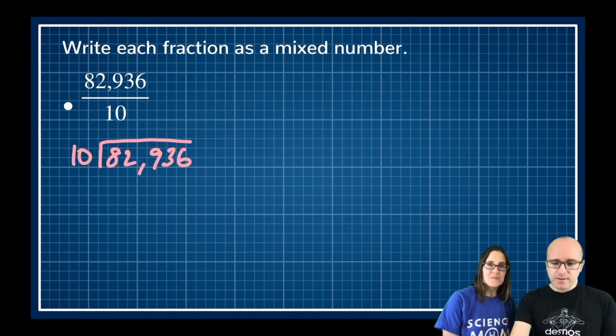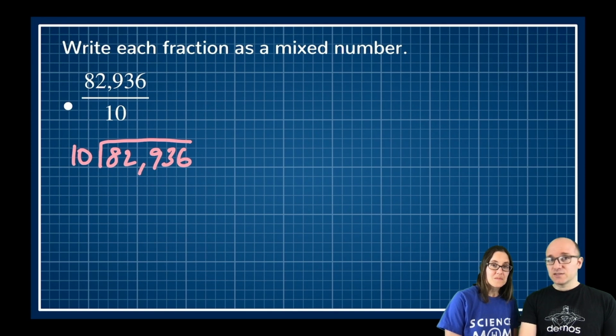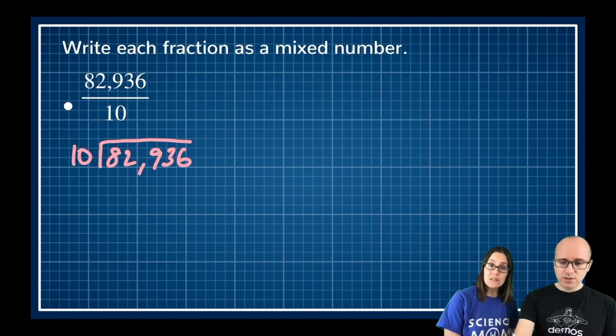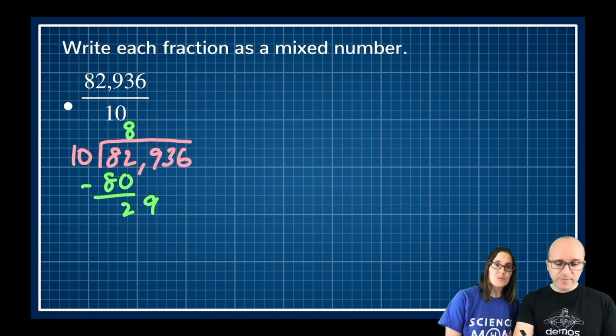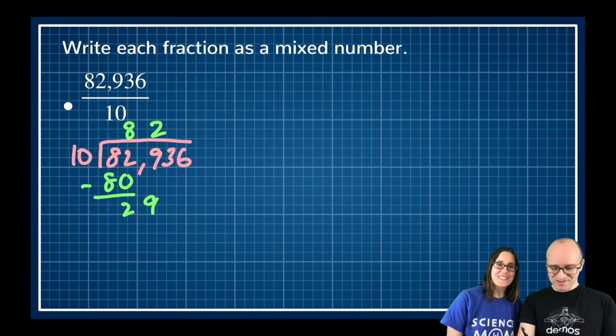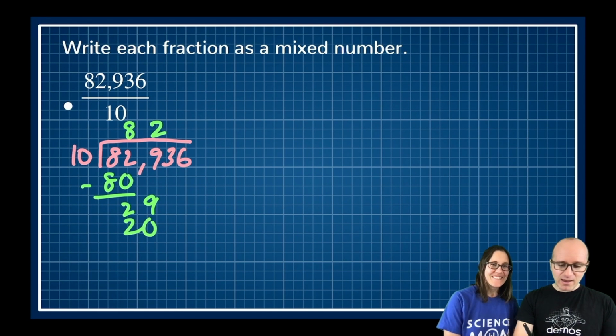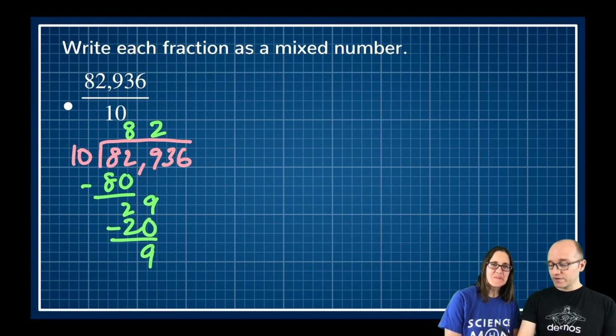So 10 is going into 82,936. 10 goes into 8 0 times. It goes into 82 8 times. All right. 8 times 10 is 80. We subtract, bring down the 9. 10 goes into 29 2 times. 2 times 10 is 20. Okay. We subtract with the 9 left over then.